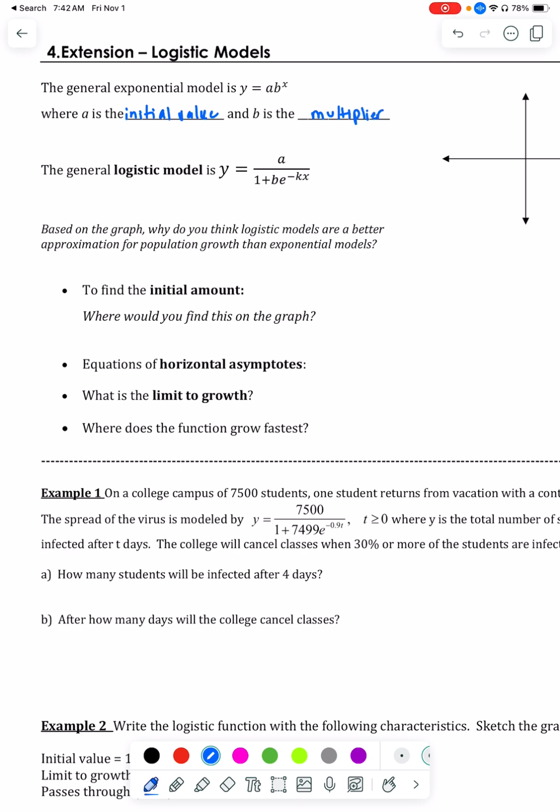Now recall, b is what? b is 1 plus or minus r, so it's 1 plus or minus the rate. Now the general logistic model is given by this. This is the formula for the general logistic model.